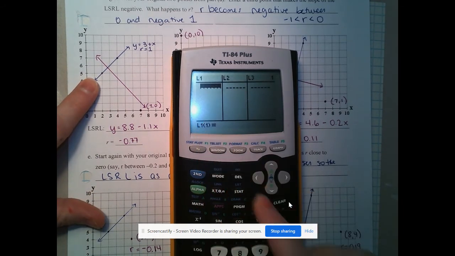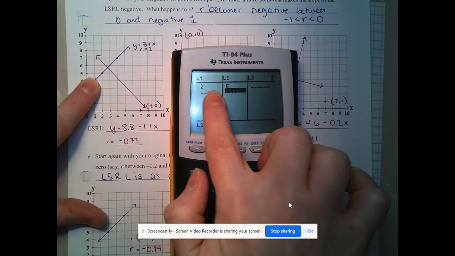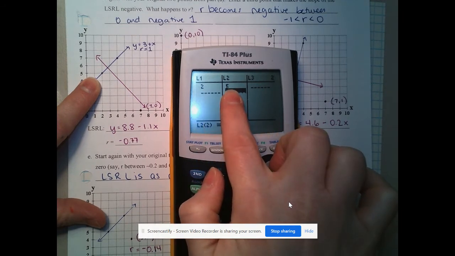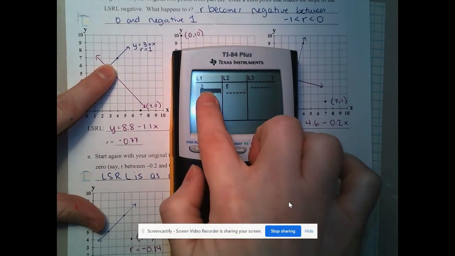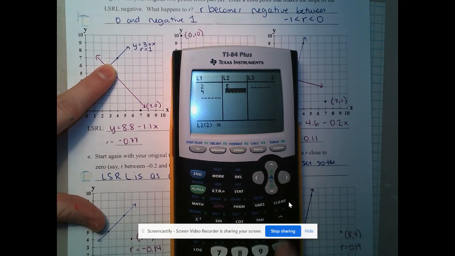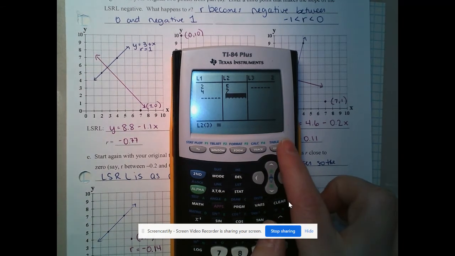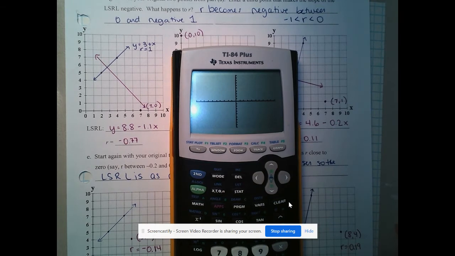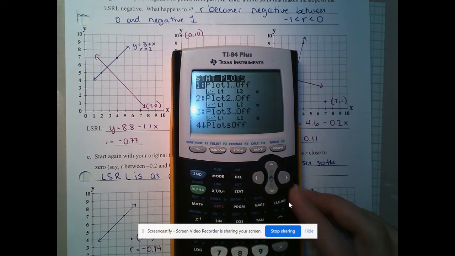One of my coordinates here was 2, 5. 2, enter. And then I go over to the other column, 5, enter. So you'll see I get coordinate 2, 5. And then I also had 4, 7. So I'm going to go back to the X column, 4, enter. And then I'm going to go over to the Y column, 7, enter. And if I graph them, nope, I got to turn the stat plot on because I turned it off last time.